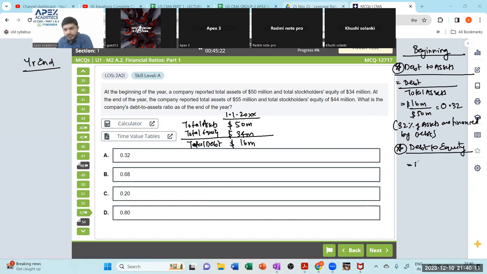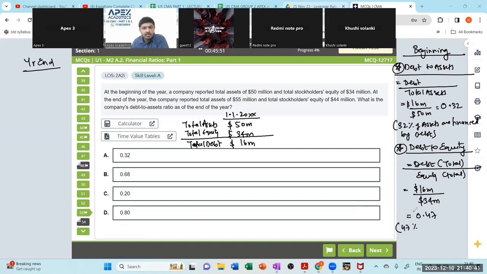Debt to equity. Debt total upon equity total. What is your answer? What is the meaning of this? 16 divided by 34. What is the answer? 0.47. It means that 47%.